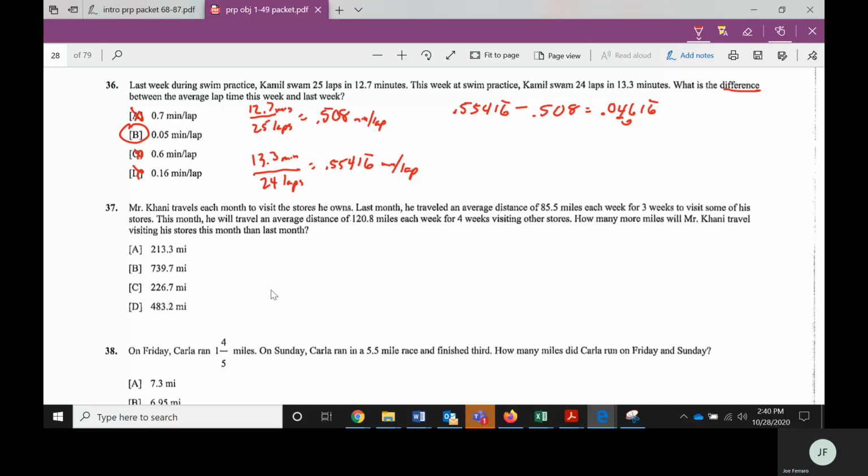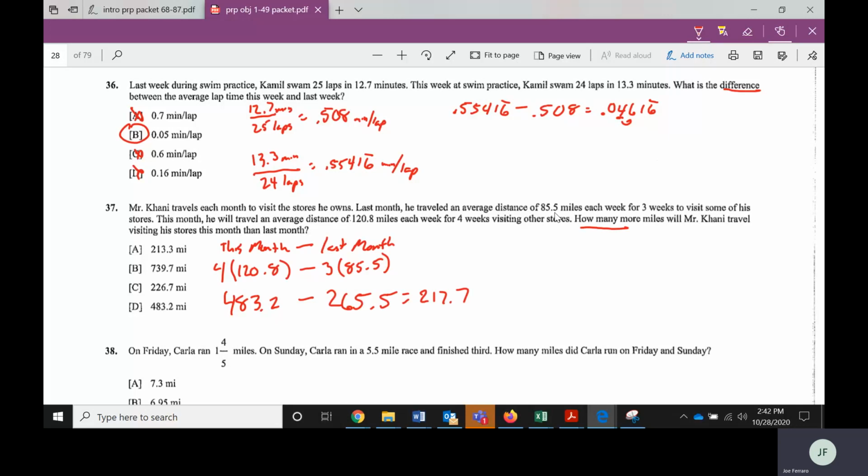Make sure. Let's see. I have made mistakes before. I got 217.7. So let's see what if I did something wrong here. Last month, 85.5 times 3. Oh, I know what I did wrong. So I set up everything correctly. Okay. But I copied it down wrong. That's why you got to be careful, especially when you're trying to go fast. This is what it actually was. It was 256.5. Okay, so 483.2 minus 256.5. So I just inverted 2 numbers.